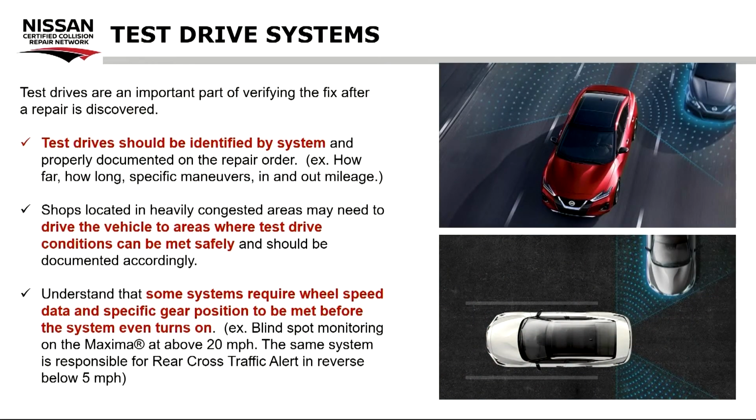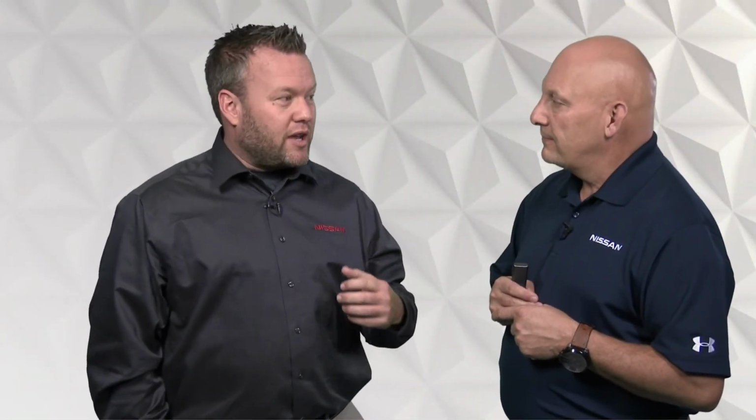You know, Jake, you also mentioned earlier that some systems require wheel speed data and specific gear position to be met before the system even turns on. Can you explain a little bit about the blind spot monitoring system on the Maxima that will only turn on above 20 miles an hour? In the Maxima, the blind spot radar actually has two jobs. It can have rear cross traffic alert, which is used in reverse and typically in tight parking situations, or it can have blind spot monitoring, which only works in drive above a certain miles per hour. So in this specific instance with the blind spot monitoring system, we may have to do a test drive in reverse and one going forward. Is that accurate? That's correct.